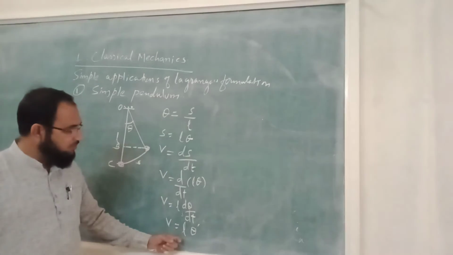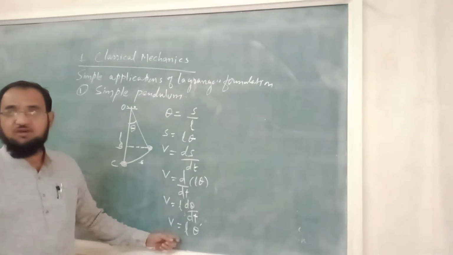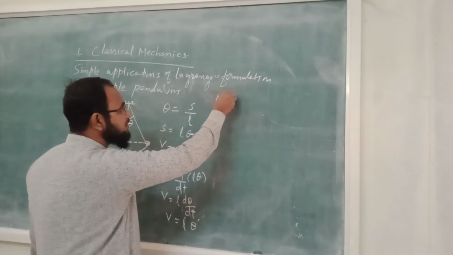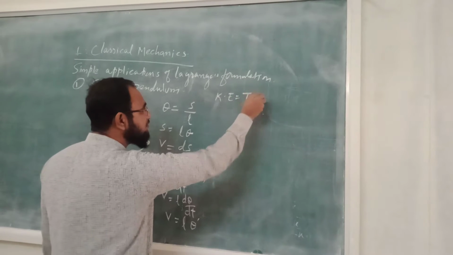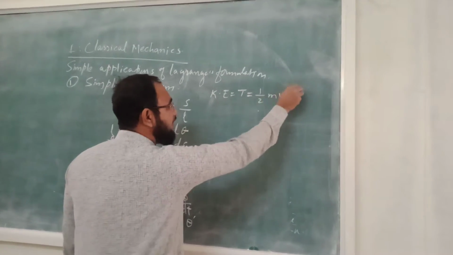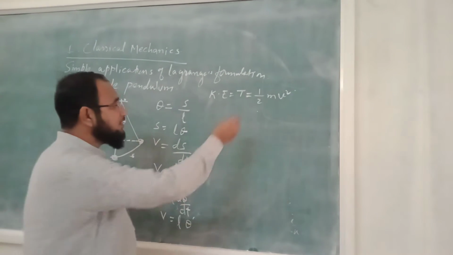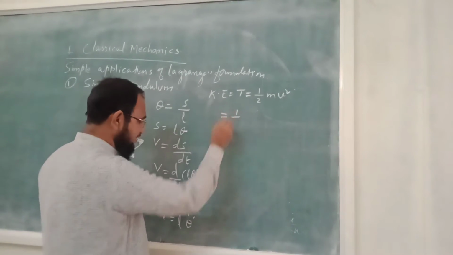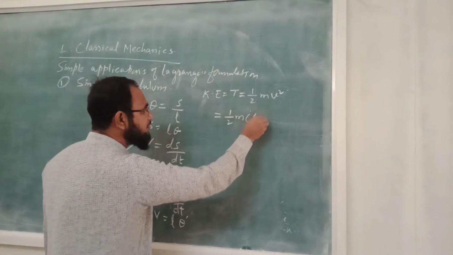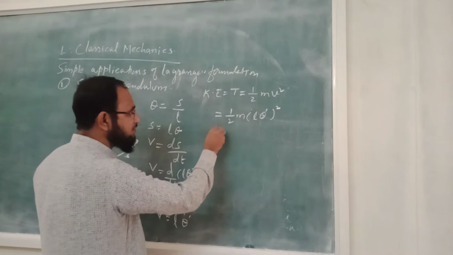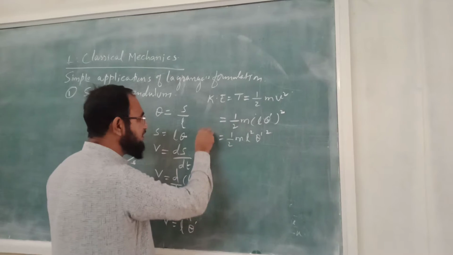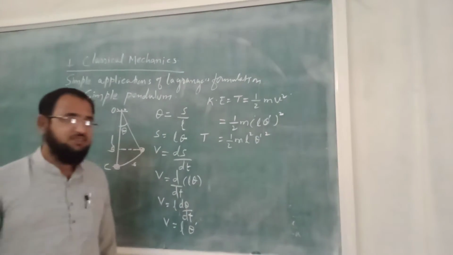Now, with the help of this velocity of the pendulum, I will find the kinetic energy. T is equal to half m v square. That is the formula. Now I will substitute the value of V as L into theta dash. So half m into L into theta dash, squared. Our equation will become half m L square theta dash square. This is the value of kinetic energy T.